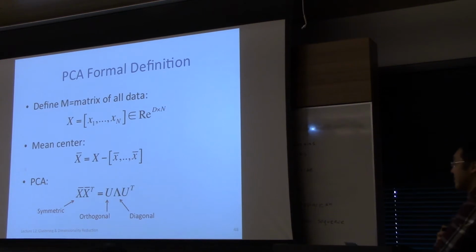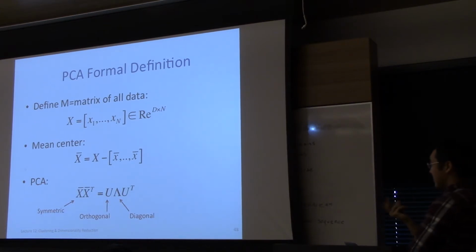So this is the formal definition of PCA. Define a matrix of all the data, and let's assume that it's mean-centered. PCA finds a U and a lambda matrix that's diagonal, such that the mean-centered matrix times its transpose is equal to this. That's what PCA finds. What's specific about PCA is that it requires that this U matrix is orthogonal and that this lambda matrix is diagonal. That's what makes it unique.